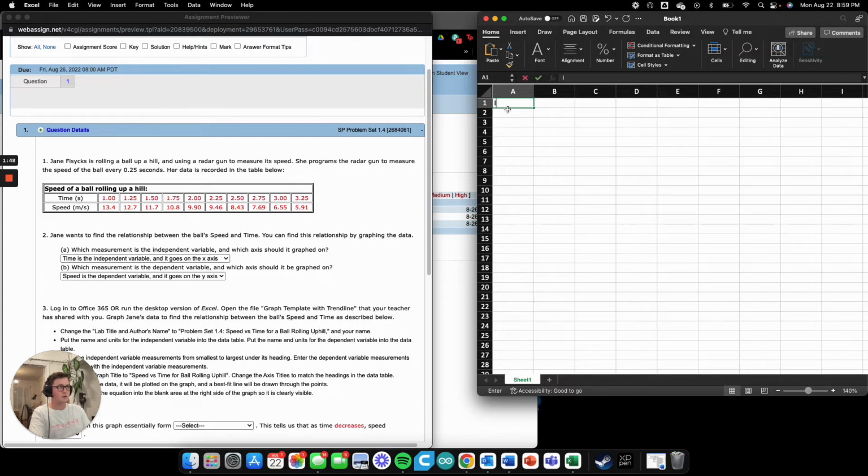Okay, so let's do this. Our independent variable goes in the first column, our dependent variable goes in the second. In this case, we're using time in seconds, and our dependent variable is speed, which is in meters per second. Okay, so we're going to take this data and transcribe it here. We're starting with 1, 1.25, 1.5, and so on. I'm going to take a shortcut so I don't have to write all these. There we go.